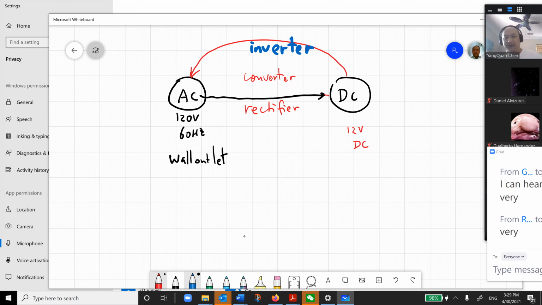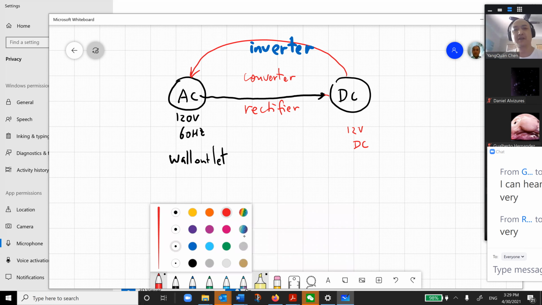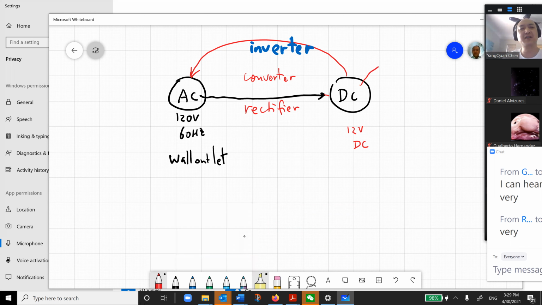But life is different, so let me tell you something more. We haven't learned this yet. We probably know this type of AC to DC stuff, okay? But do you know that DC can also go to DC, okay? Say for example, I have 12 volt DC, okay? I want to go through a box and get like 24 volt DC.